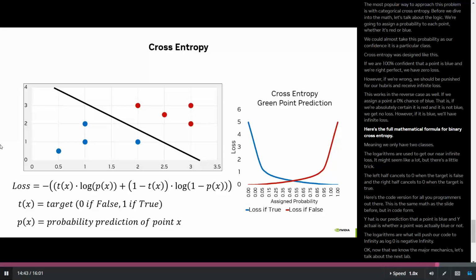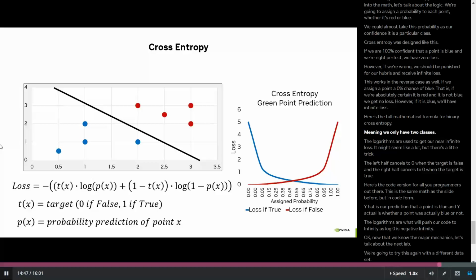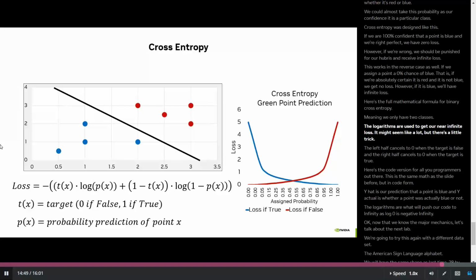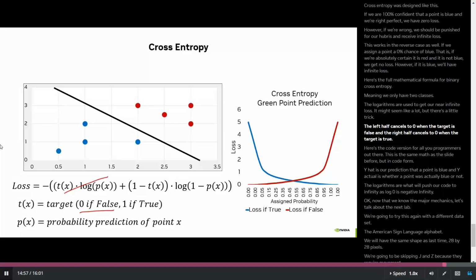Here's the full mathematical formula for binary cross-entropy, meaning we only have two classes. The logarithms are used to get our near infinite loss. It might seem like a lot, but there's a little trick. The left half cancels to 0 when the target is false, and the right half cancels to 0 when the target is true.